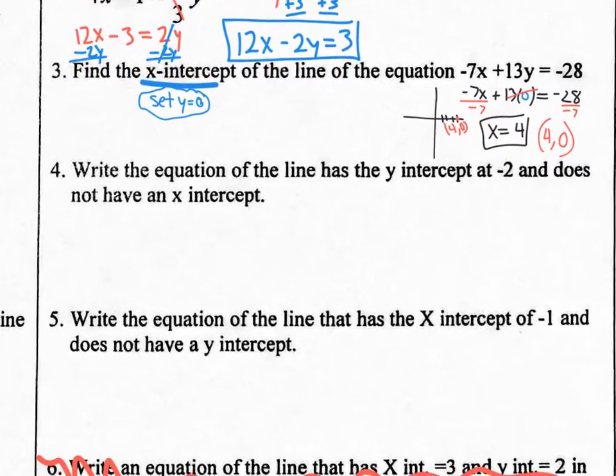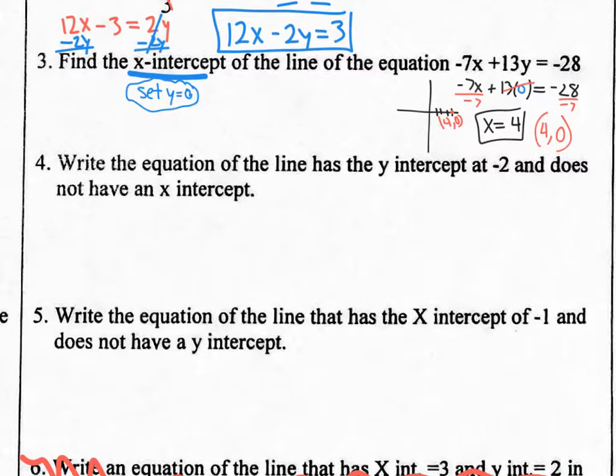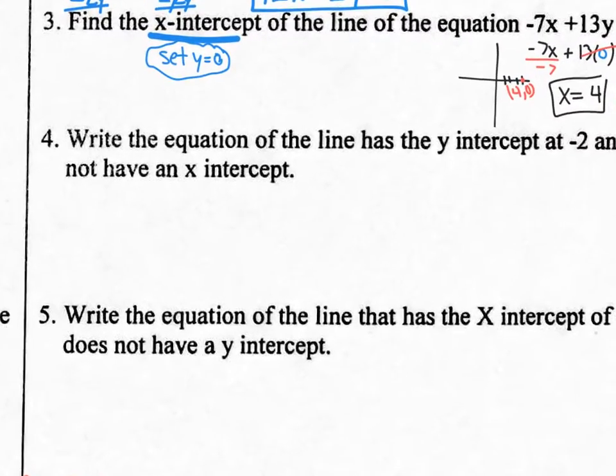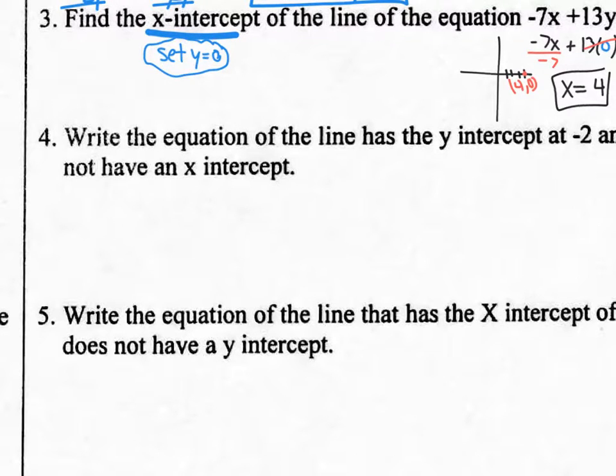Number 4 says write the equation of the line that has a y-intercept at negative 2 and does not have an x-intercept. Okay, so we need to go back and remember what we learned a couple of days ago when we graphed. Remember, if you have x equals a number, what kind of graph does that produce? A horizontal line or a vertical line? X equals a number produces a vertical line. Y equals a number produces a horizontal line.